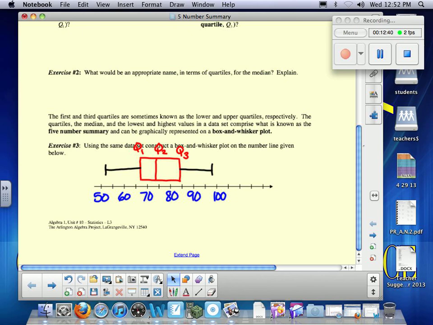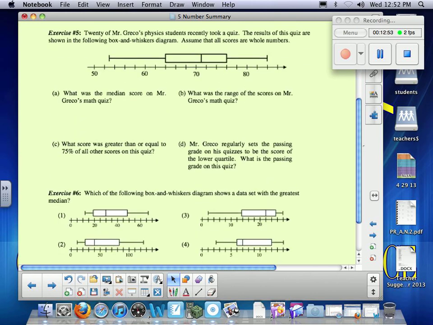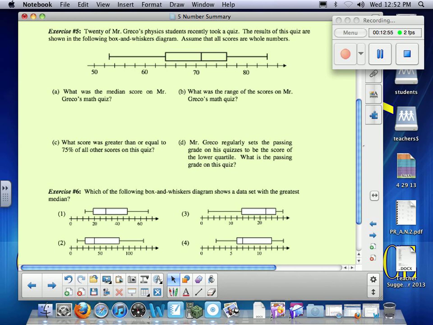Let's go to the back. We're not going to do everything on the back. So number 4 has us make another box and whisker plot from scratch. I'm going to skip that and come down to number 5. Number 5 has a box and whisker plot already made, and it's asking us to interpret or read that box and whisker plot.